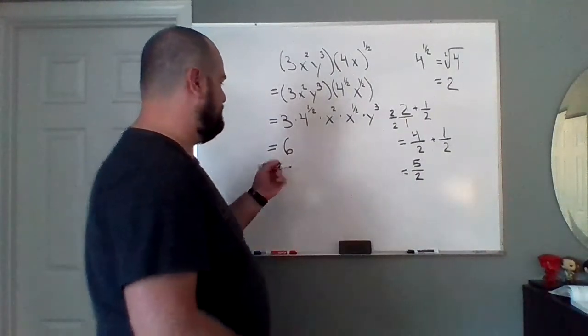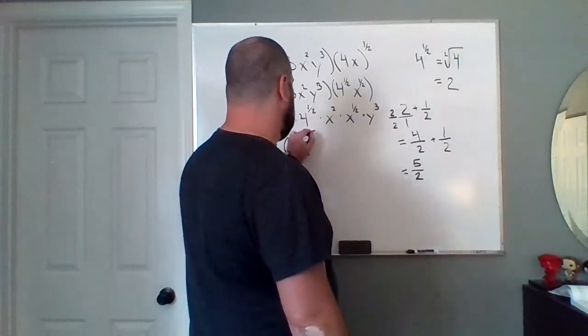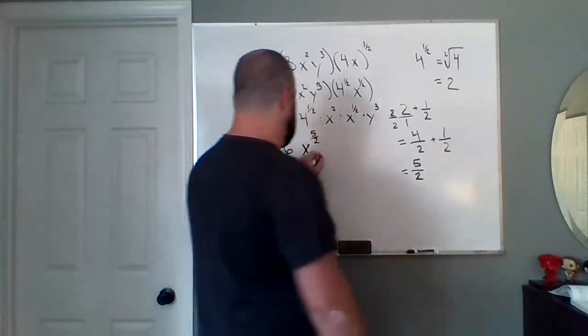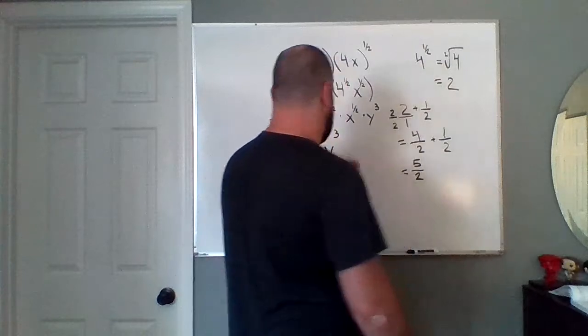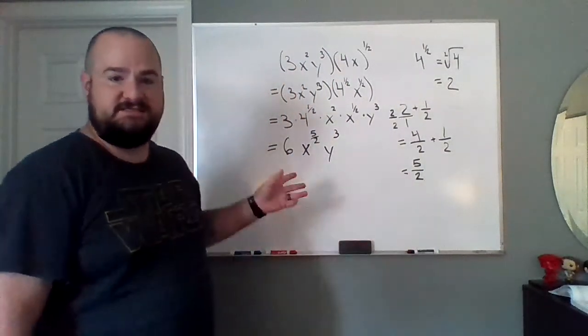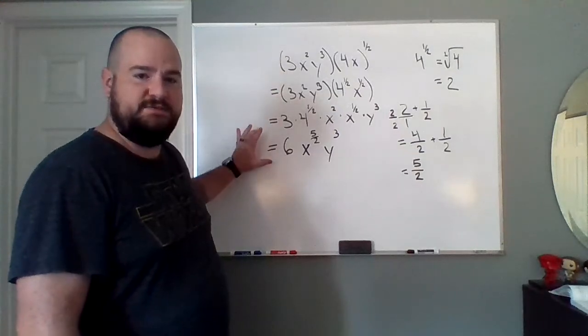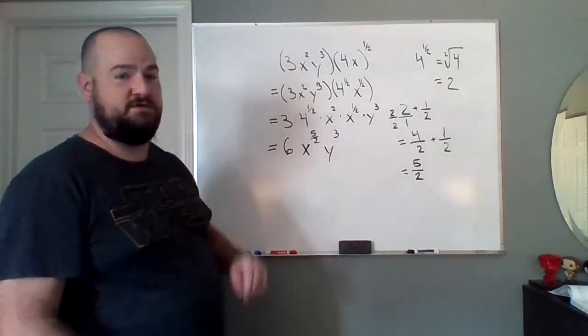So what we end up with is x to the 5 halves. There's only one y there, so that's already simplified, so we have our y cubed. And that's it. That's our problem. We took this and simplified it down to be 6 times x to the 5 halves times y cubed.